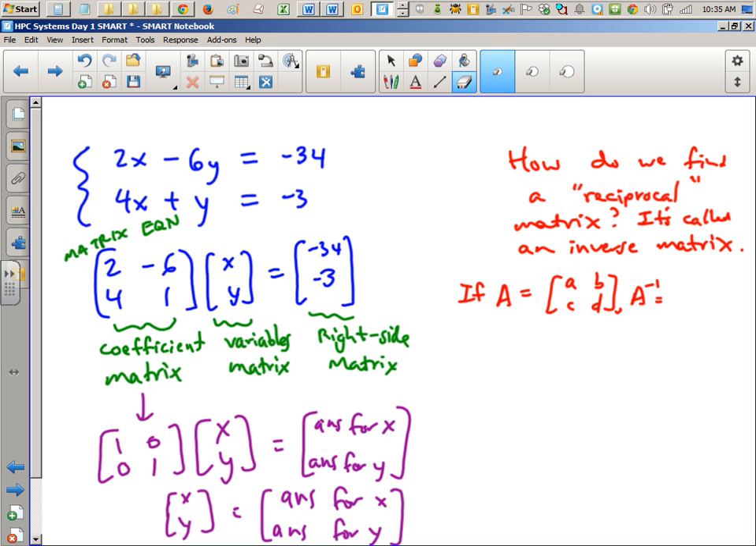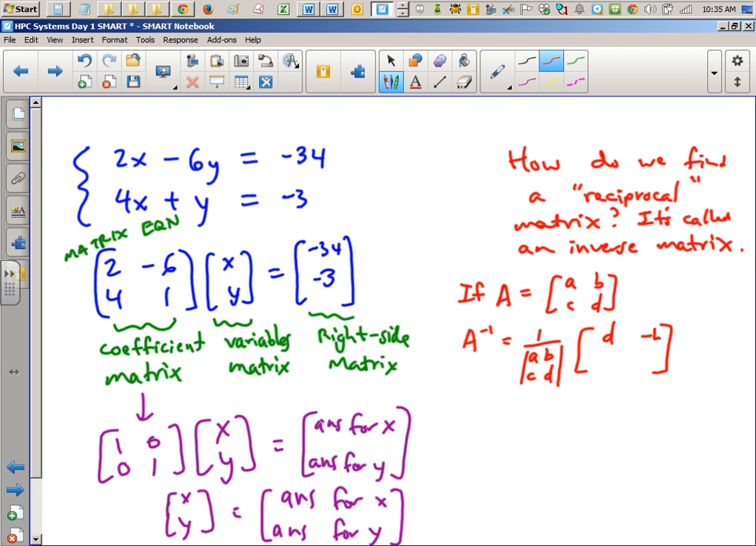Give myself a little more room here. I'll go on to the next line. A inverse, don't write 1 over A. We write A inverse is 1 over the determinant, that's just a number, times the matrix D, negative B, negative C, A.